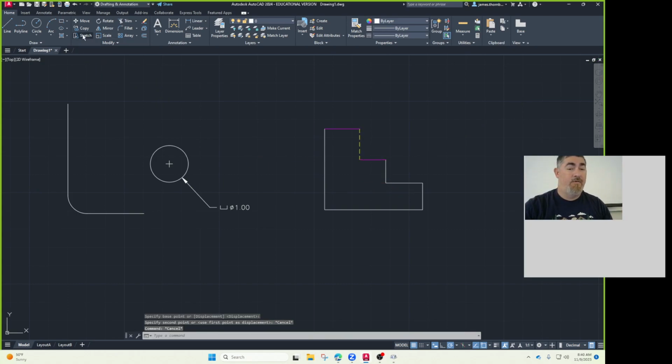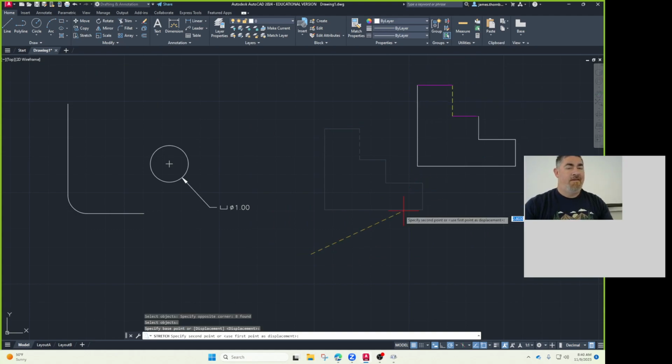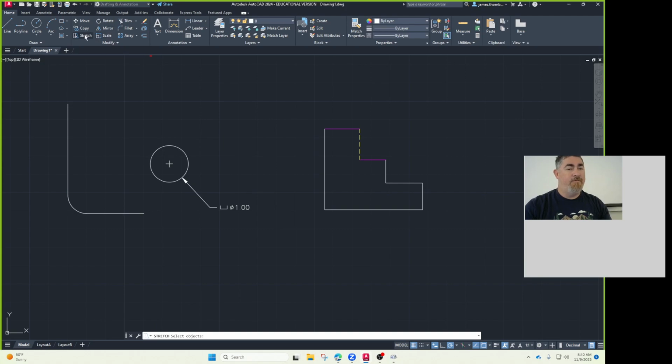So yeah, I could go stretch, boom. Guess what? Now it's just the move command, because I didn't cross anything. Just anything that's inside the rectangle is going to move. Anything that the rectangle is crossing is going to stretch.